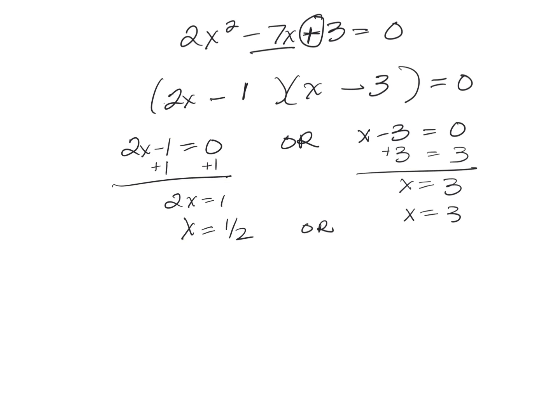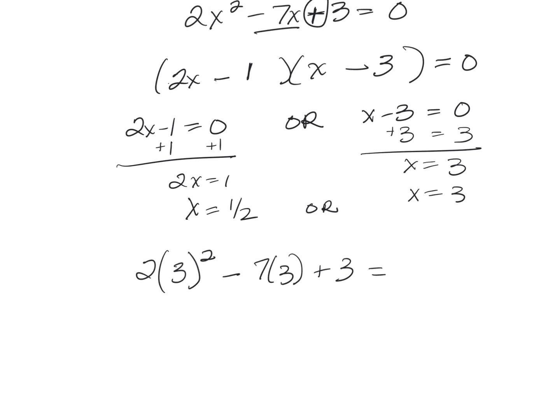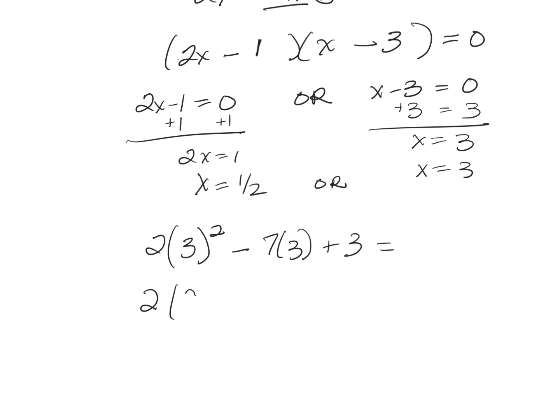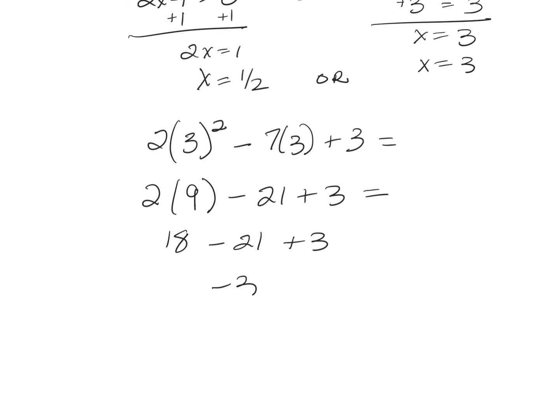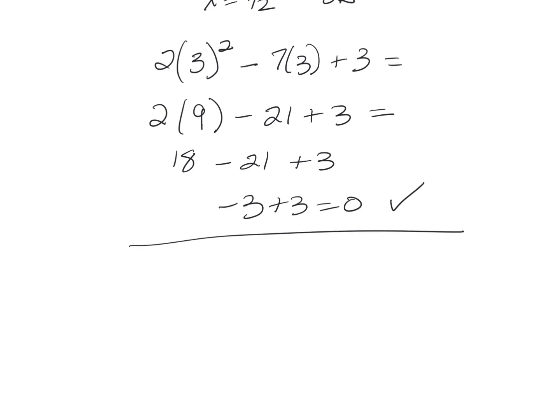I plug those in. 2 times 3 squared minus 7 times 3 plus 3 is equal to 2 times 9 minus 21 plus 3. 18 minus 21 plus 3. Negative 3 plus 3 is 0. Excuse me. Plug the other one in.